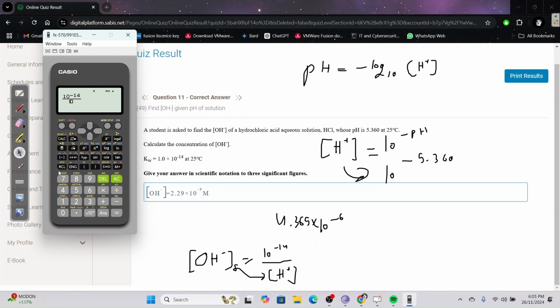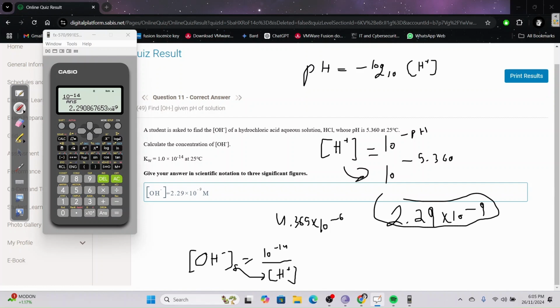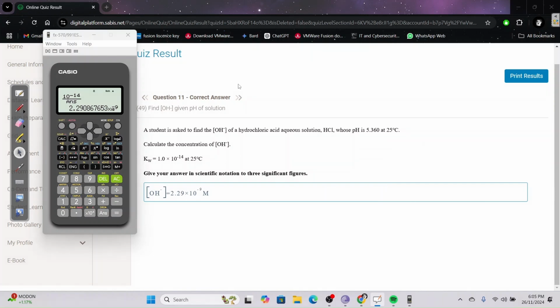over our answer. Where's the answer here? Which is 2.29 times 10 to the power of negative 9. And this is our final answer. Okay, moving on. Question 12.